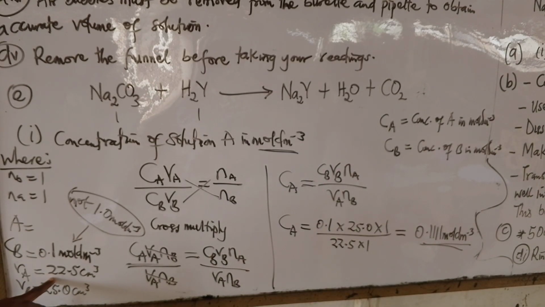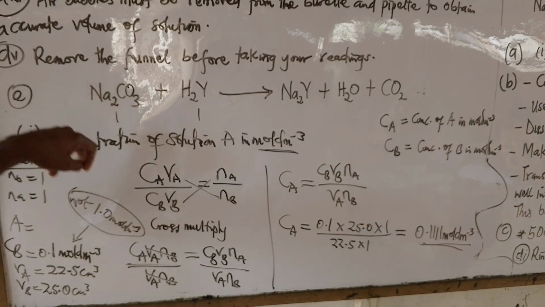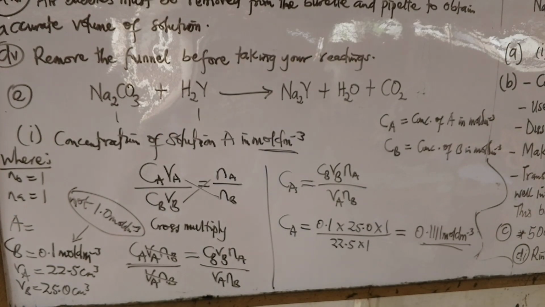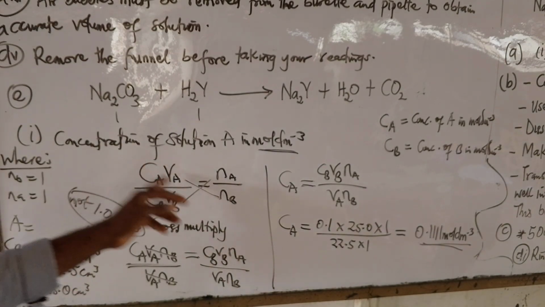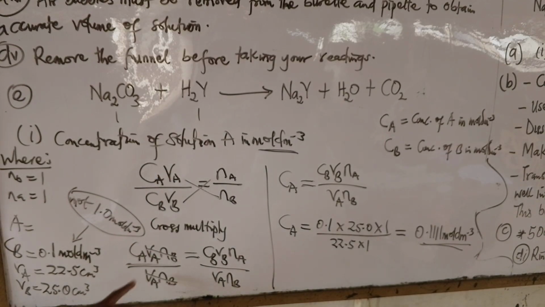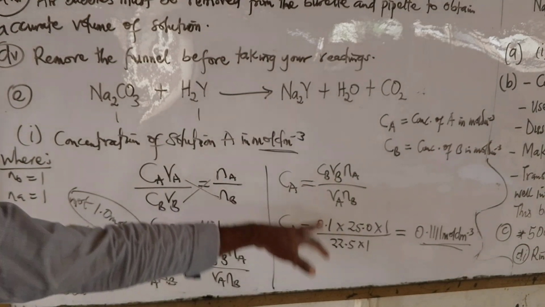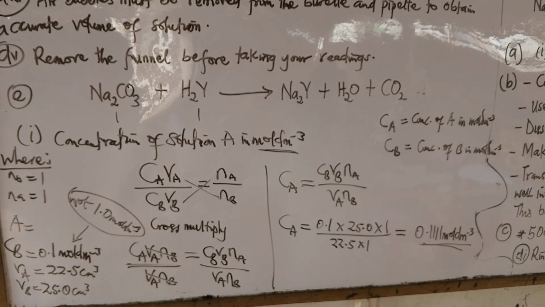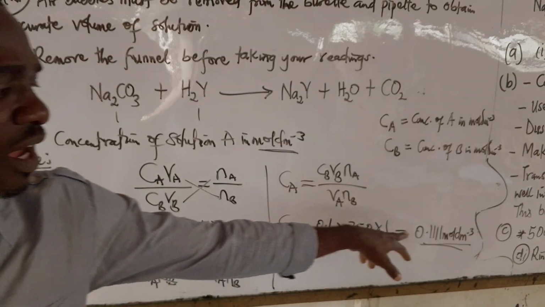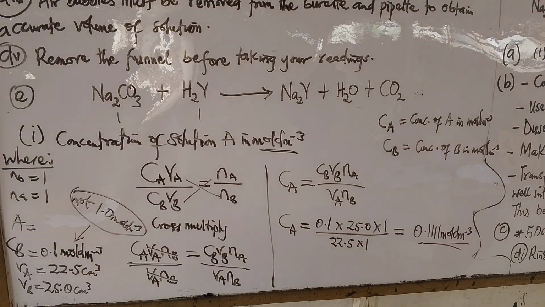So that is the concentration. Then the volume is given to us. If we check part E, we see that the volume of the acid is 22.5 and the volume of the base is 25.0. The mole of the acid is 1, that is the number in front that they use in balancing it. Mole of B is also 1. So what are you going to do? Cross multiply and make C a subject of formula. So that is what we did here. Then you substitute those values or parameters, so we have all here, and that gives us the answer: Ca is 0.1111 mole per dm cube.